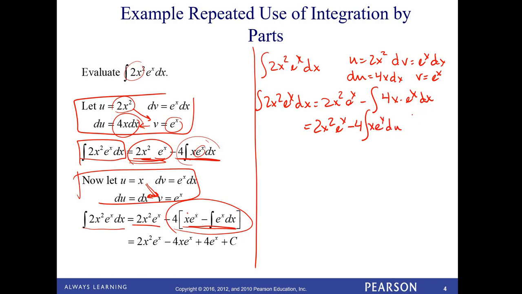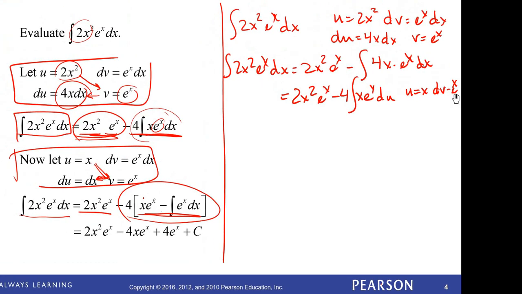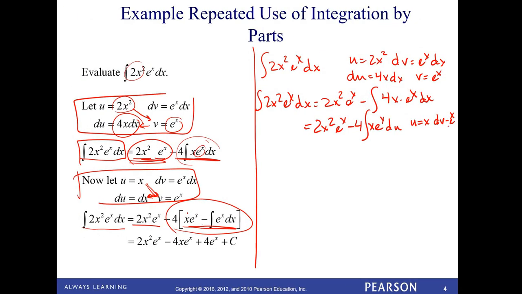And again, off to the side, I'm tight on space here. My new u is going to be x. My new dv is e to the x dx. I'm off the edge, sorry guys. My du is dx, and my v is simply e to the x.